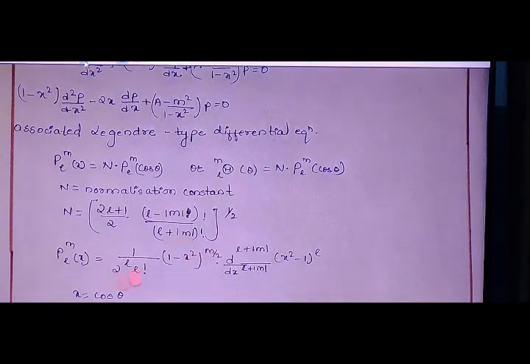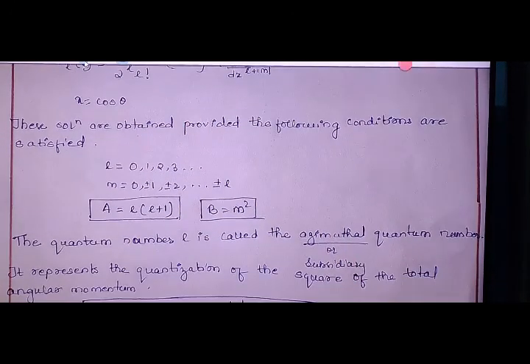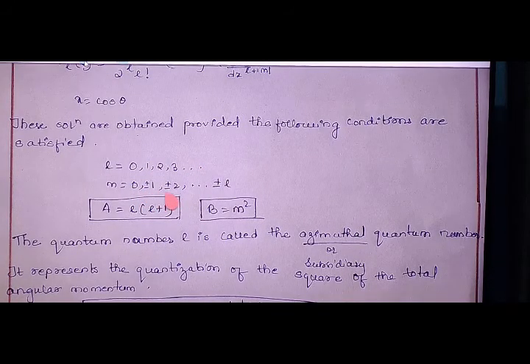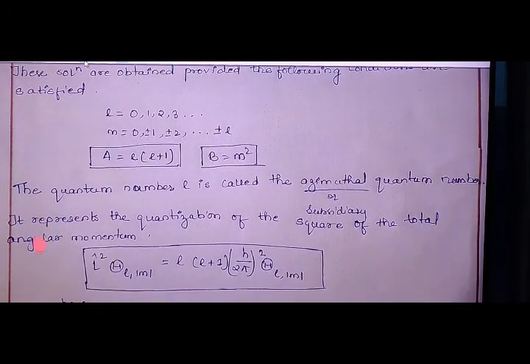And by further calculating, we obtain this certain value. In this case, x equals cos theta. Therefore, this solution is obtained provided the following conditions are satisfied, where l equals 0, 1, 2, 3, and so on, m equals 0, plus or minus 1, plus or minus 2, and so on to plus or minus l, where we can write a equals l into l plus 1, as we took b equals m square in the previous section. Therefore, the quantum number l is called the azimuthal quantum number or subsidiary quantum number. It represents the quantization of the square of the total angular momentum.